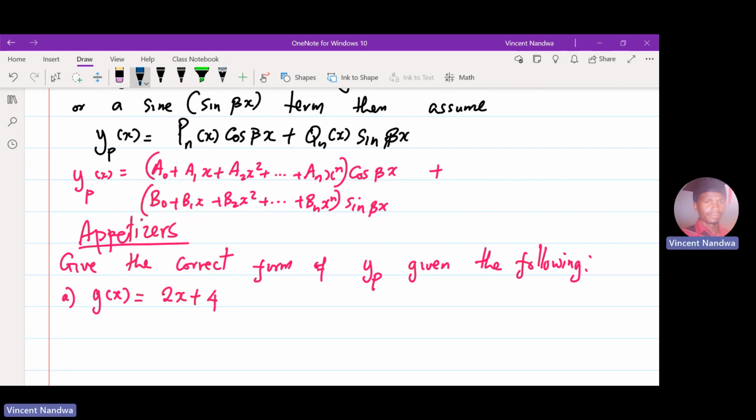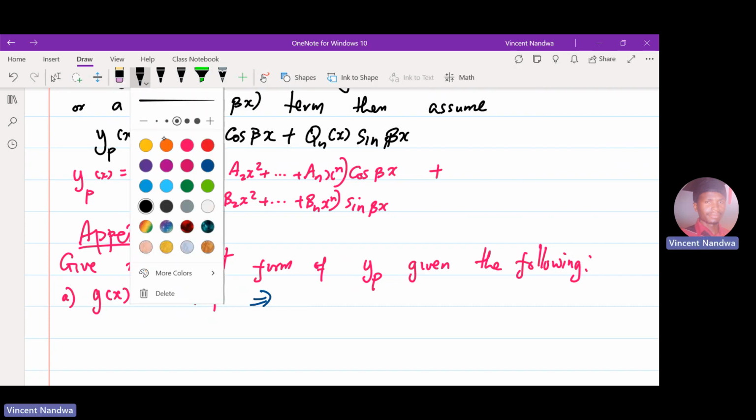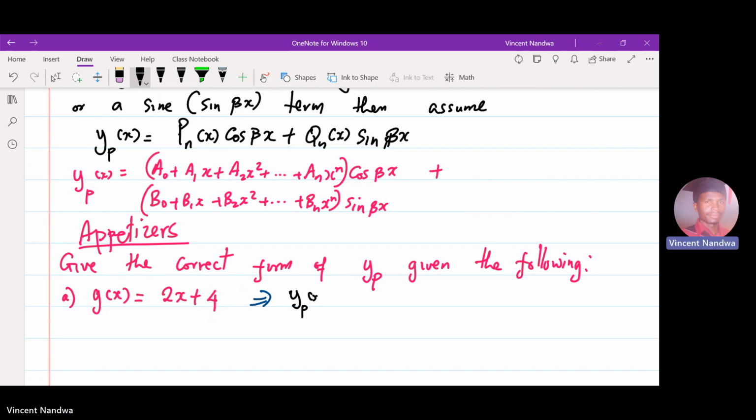Okay, so you ask yourself, 2x plus 4 is which kind of polynomial, or which type of function is that? Of degree 1. So this means that yp should be taking the structure of a general polynomial of degree 1, which we can write as A0 plus A1x.